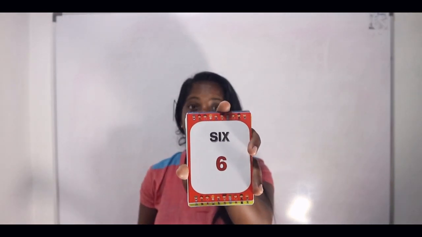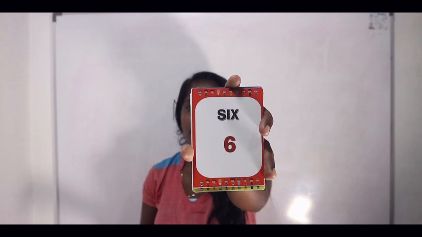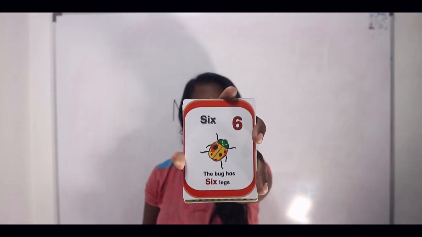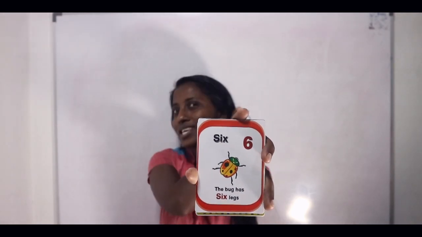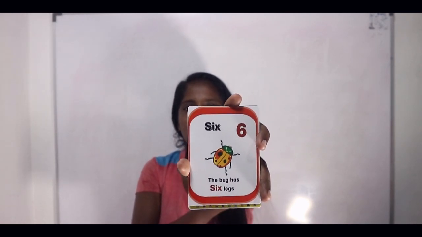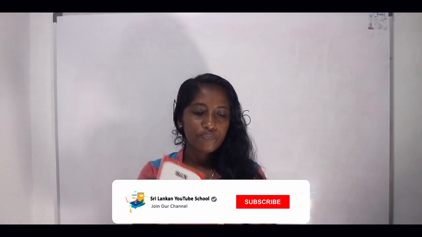6. S-I-X. Bug. So how many legs does this bug have? This bug has 6 legs. I think you can count from here. Bug ට කකුල් කීයක් තියෙනවද කියලා ඔයාලට පේනවා නේද? 6 legs. කකුල් 6ක් තියෙනවා.